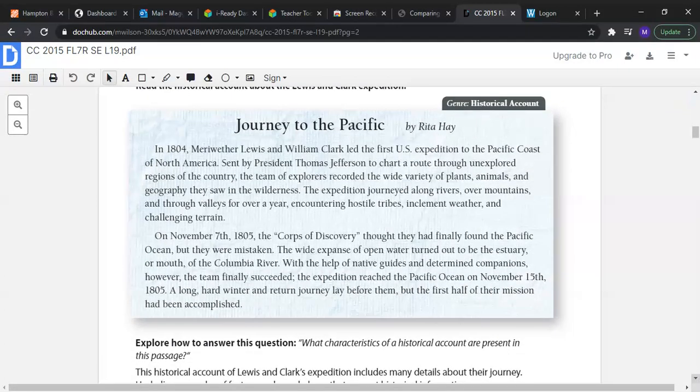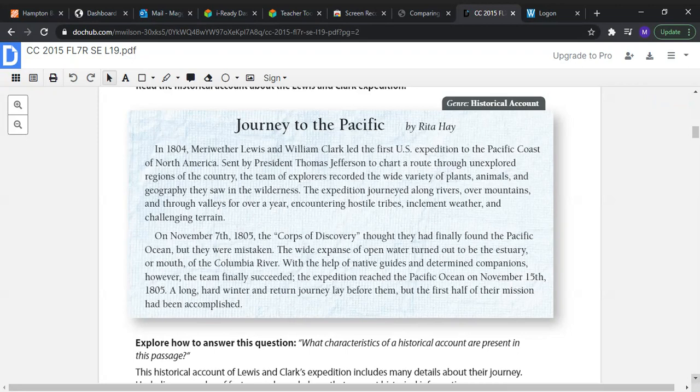So we're going to read a historical account first about the journey to the Pacific. And then we're going to put what we learned into a chart. And then afterwards, we're going to read a historical fiction about the same event, and then put what we've learned in the same chart. So, Journey to the Pacific.